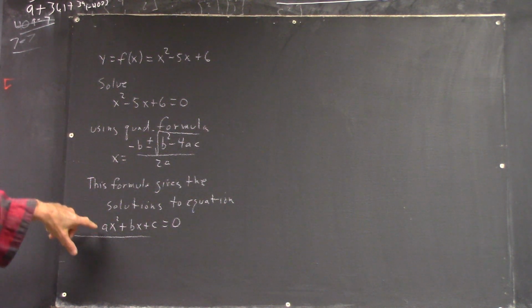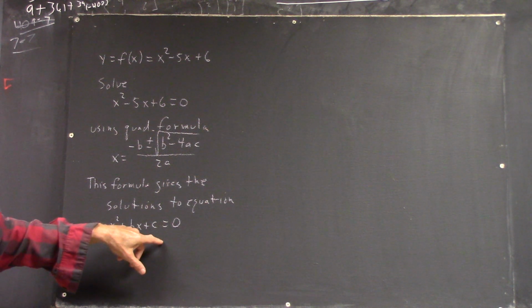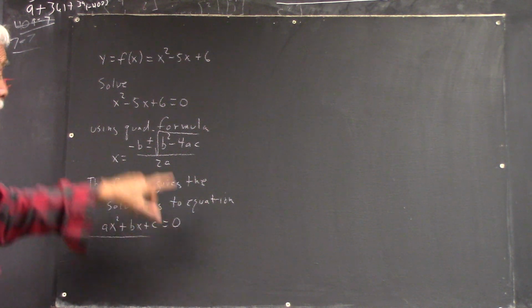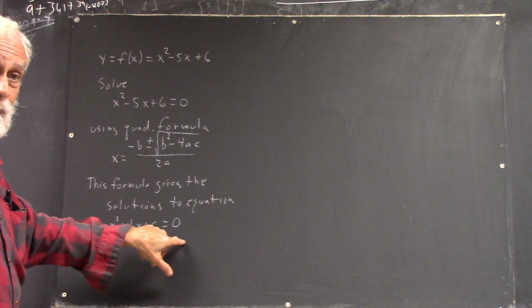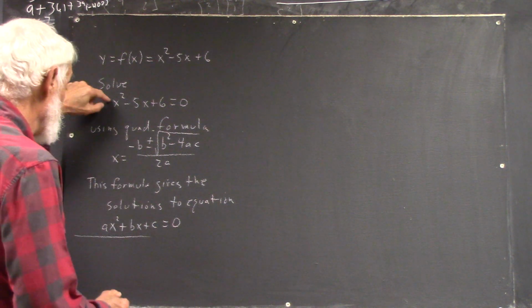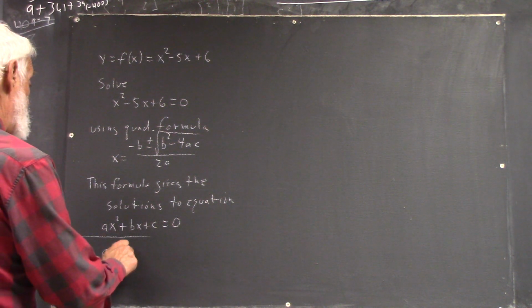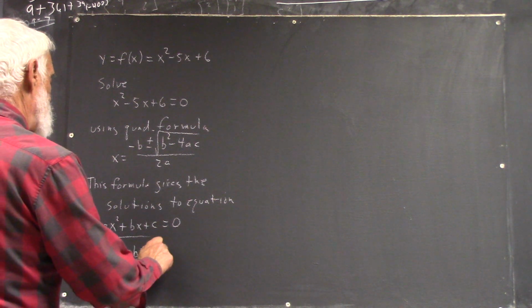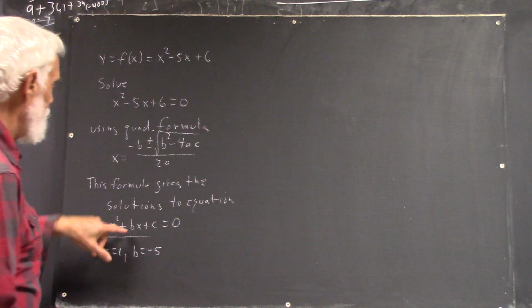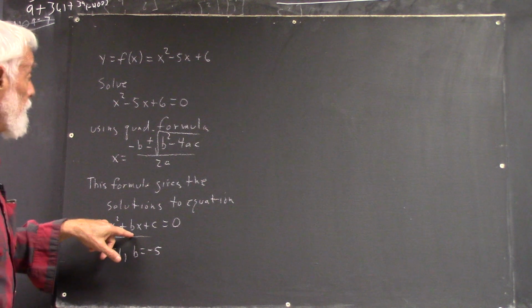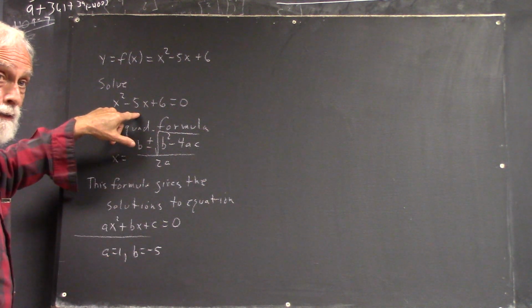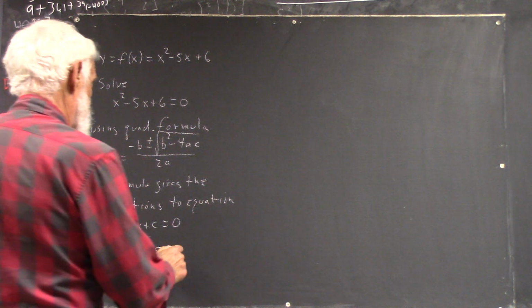The formula gives you the solution to the equation ax squared plus bx plus c equals 0. So this matches up with this, provided a is 1, giving you the x squared. b has to be negative 5, so that if you substitute negative 5 for b here, you will get a negative 5x. Okay? And c equals 6.